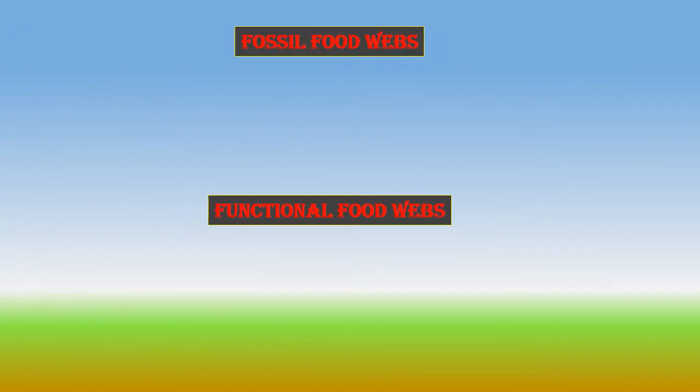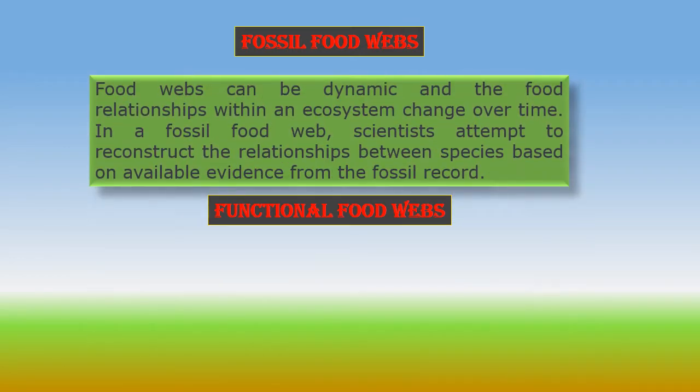We have one more type of food web, that is the fossil food web. Fossil food webs can be dynamic and the food relationships within an ecosystem change over time. In a fossil food web, scientists attempt to reconstruct the relationships between species based on the available evidence from the fossil records.